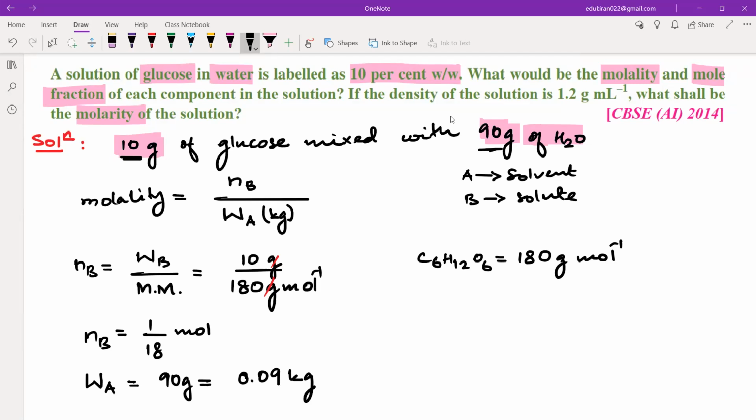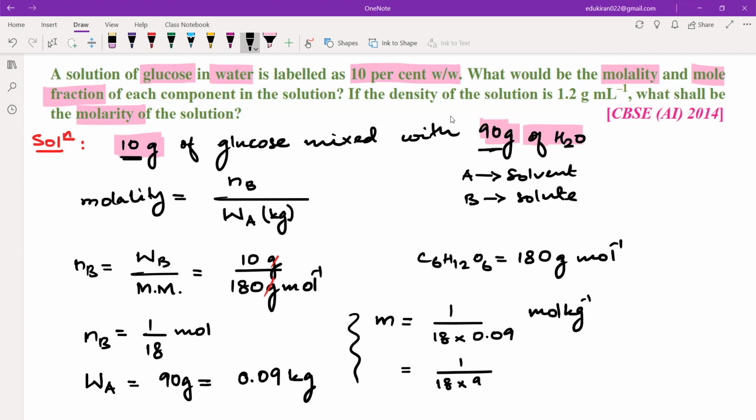Now you can directly write what is the molality. So molality is given by small m, which will be equal to number of moles, which is 1 upon 18, divided by 0.09. We'll get this in moles per kg. If you write this down, then this will be equal to 1 upon 18 into 9 by 100, which will be equal to 100 upon 18 into 9 moles per kg. Calculate this and tell me what will be the answer.